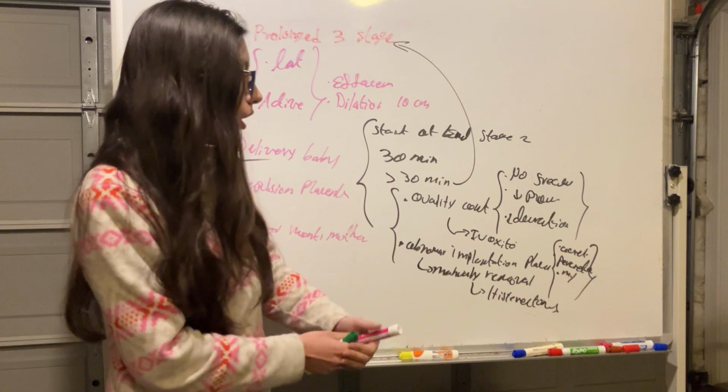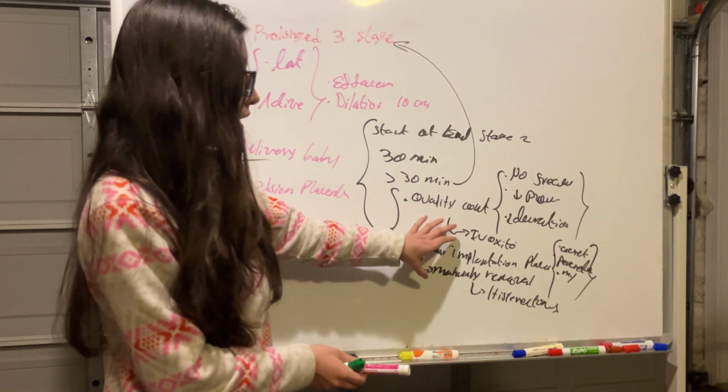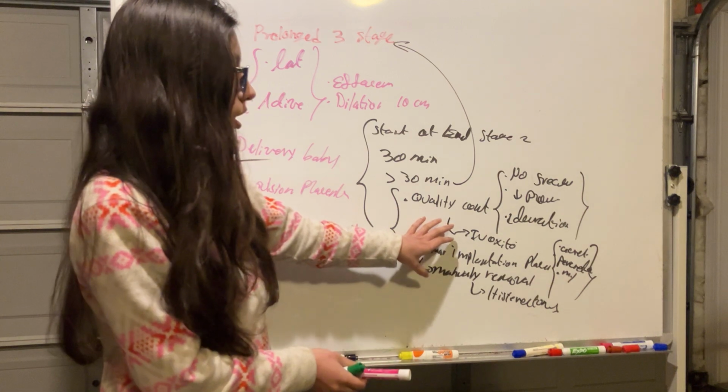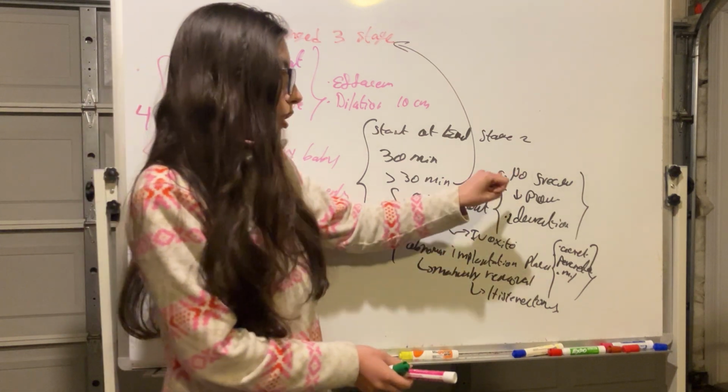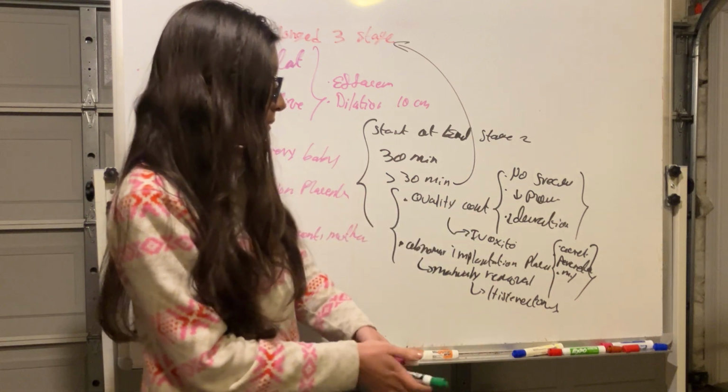So prolonged stage 3 is when the time to expulse the placenta has been more than 30 minutes since the delivery of the baby. This is normally because of bad quality of the contractions. This could be because of frequency, power, or the duration of the contractions. Then what we should do is give IV oxytocin.